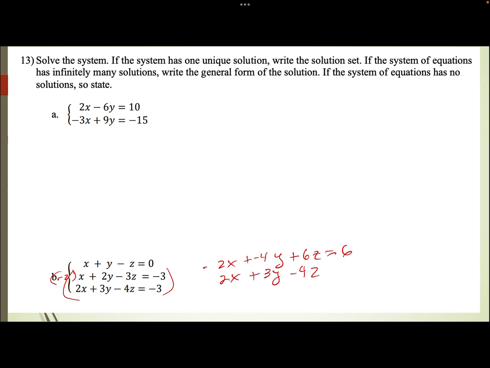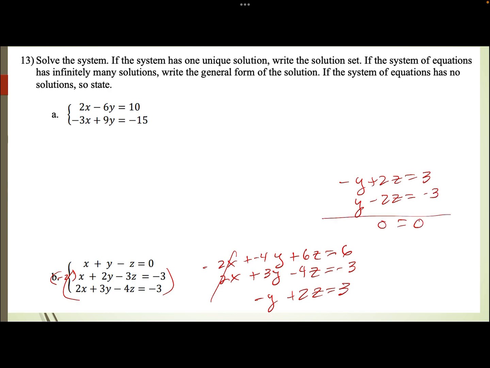Minus 4z equals -3. And I get -y plus 2z equals 3. And remember, the other one that I had was y minus 2z equals -3. So again, I get 0 equals 0.